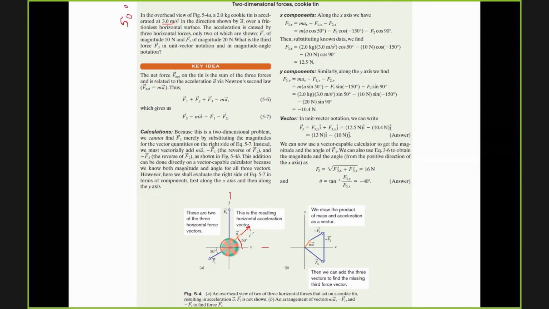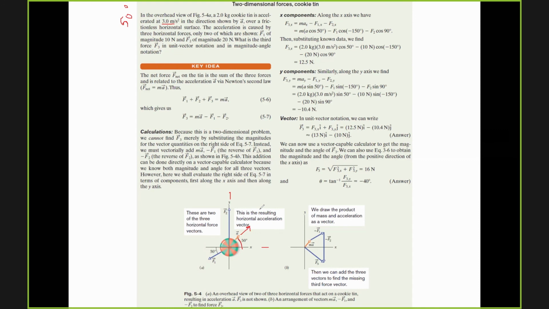The acceleration is caused by 3 forces competing, so I have a net force. The acceleration is caused by 3 horizontal forces, only 2 of which are shown. I tell you there are 3 forces, but I will show you only 2. The third one you have to find.